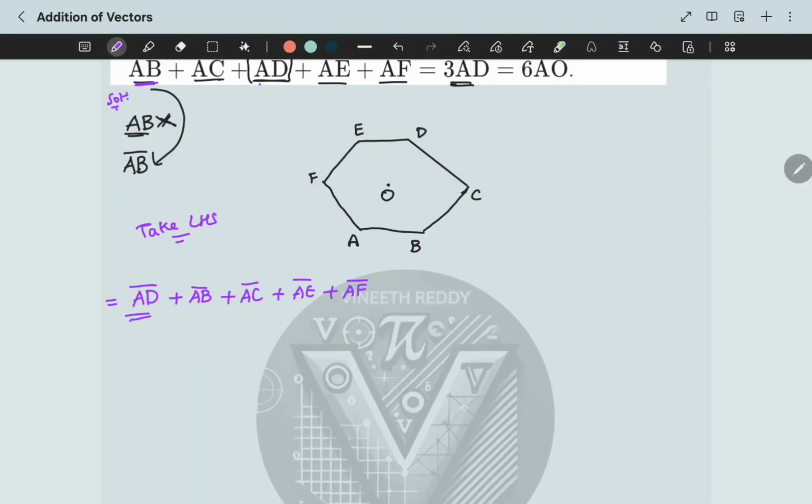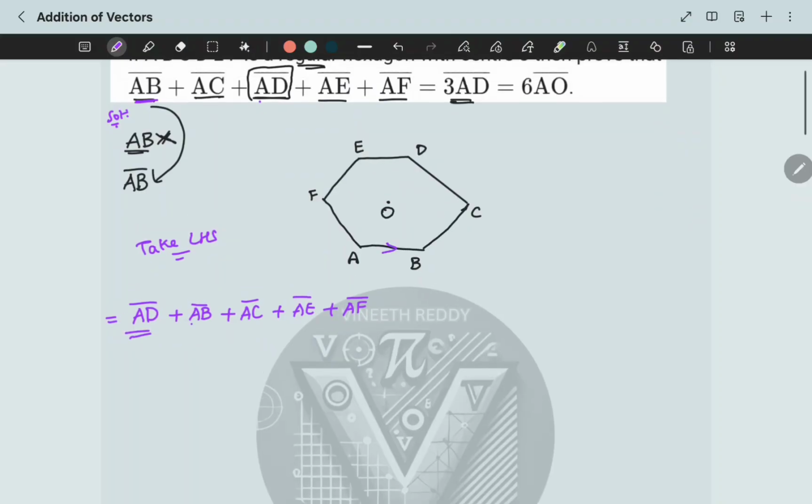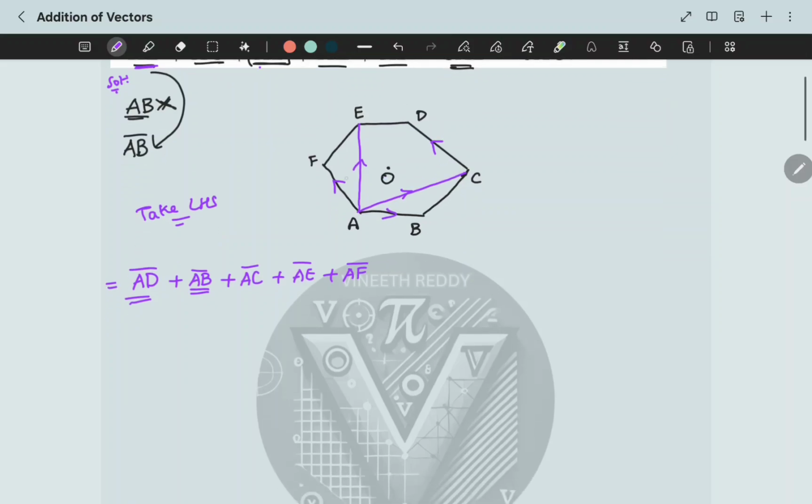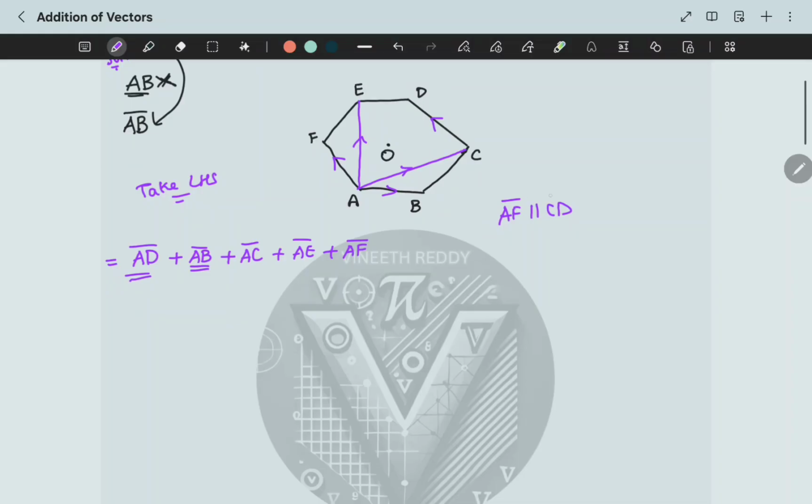Now AD vector we will not disturb. We have AB vector here, and AC vector is this. AC vector is this, right? And AE vector is this. AE vector is this, and AF vector is this. Now dear students, can we write one thing? Can we write AF vector is equal to CD vector? Direction ratios are same because they are parallel. AF is parallel to CD, right? That means AF vector is also parallel to CD vector. And since it is a regular hexagon, AF vector should be equal to CD vector because it is a regular hexagon.